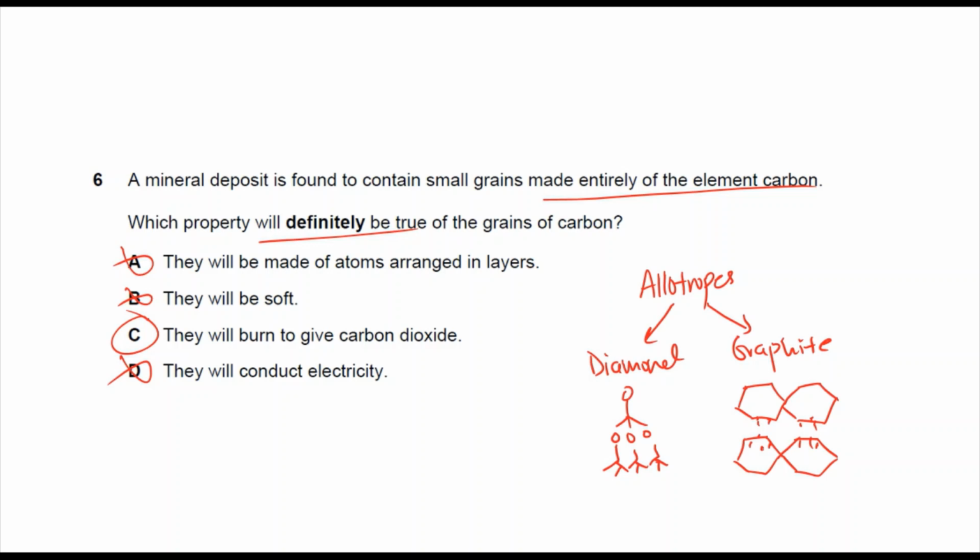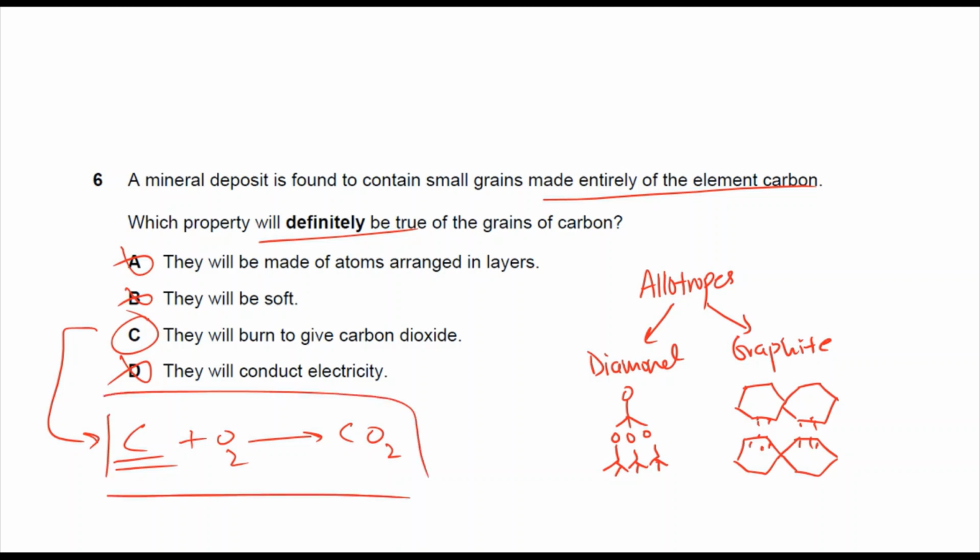I solved this with the elimination method, but we should know the reason why. Why is C correct? The answer is anything that has carbon in it, when you burn it, burning it means you are burning it in air, so it comes into contact with oxygen, and when it comes into contact with oxygen, it reacts, in other words oxidizes, and gives carbon dioxide. This is also known as combustion. So remember, anything that has carbon in it, when burned in air, if there's sufficient oxygen, will give carbon dioxide. So 6 is C.